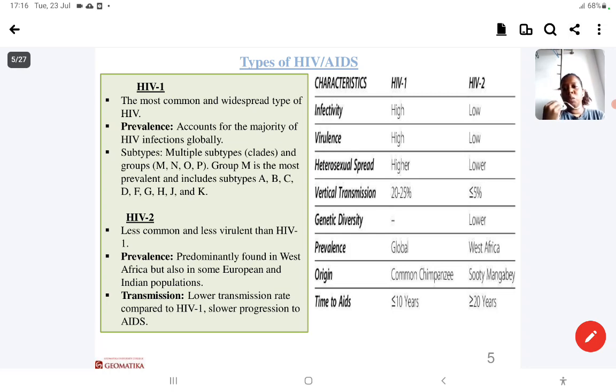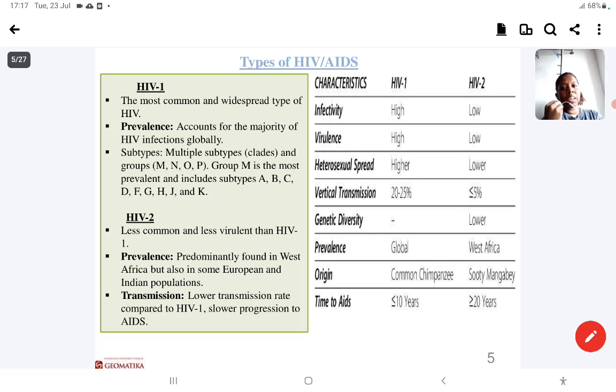Okay, the other one is HIV-2. This one is less common and less virulent than HIV-1. Its prevalence is predominantly found in West Africa, and it is also found in Europe and among the Indian population. The transmission rate is lower compared to HIV-1, and progression to AIDS is slower.